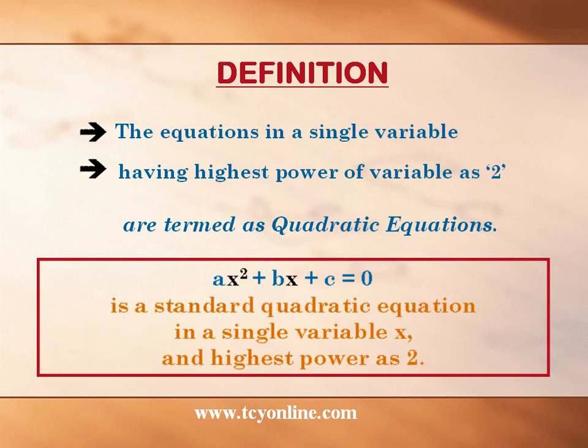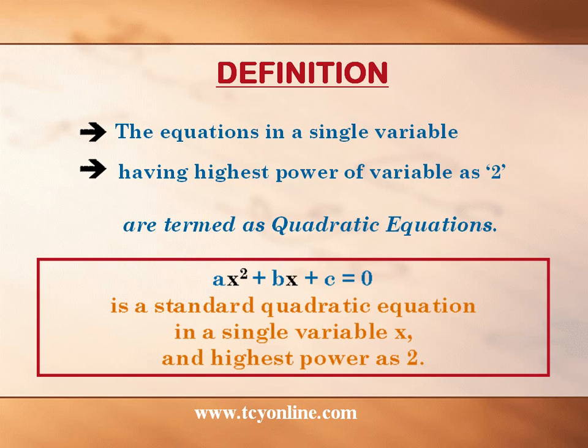Let's see the definition of a quadratic equation. A quadratic equation is a polynomial equation of the second degree with its general form, or you can say standard form, ax squared plus bx plus c equals 0, where x is the variable with the highest power 2 and a, b, c are the constants. So that means ax squared plus bx plus c equals 0 is a quadratic equation.